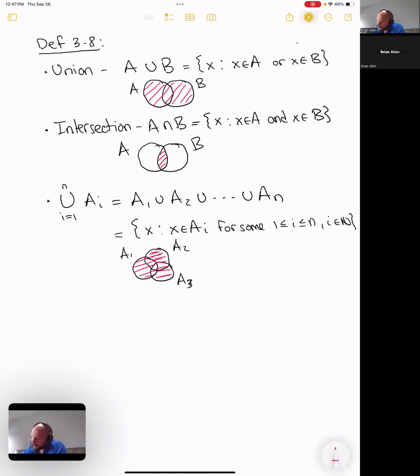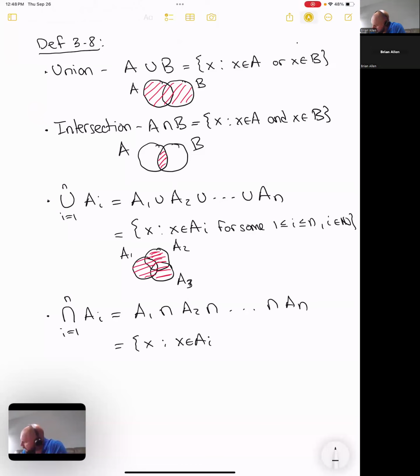And similarly, we can take the intersection i equals 1 to n of finitely many sets. If you can do this for finitely many, you can also ask, can I do this for infinitely many? And the answer is going to be yes. I'll show you that actually in some examples just to play around. But now for the intersection, it needs to be in them for all i, 1 less than i less than n, and i a natural number.